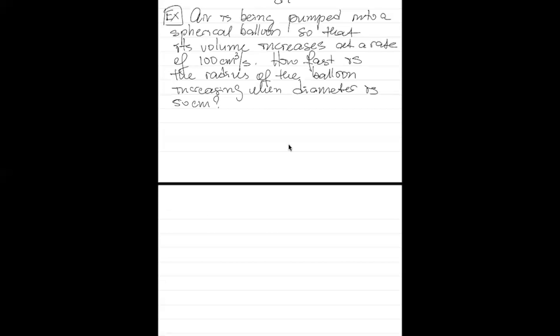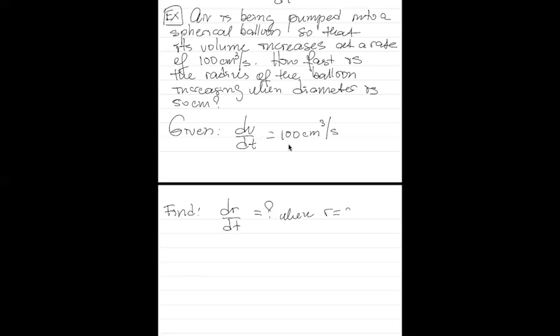Let's write down what's given. What's given is the rate of increase of the volume. dV/dt is 100. If it's increasing, then it's positive. We're going to see later that if it's decreasing, then we write that rate as negative. The unknown, or what we have to find, is the rate of increase of the radius, or dr/dt. We want to find this when the diameter is 50, which is radius 25 centimeters. So at that particular moment the radius is 25 centimeters.